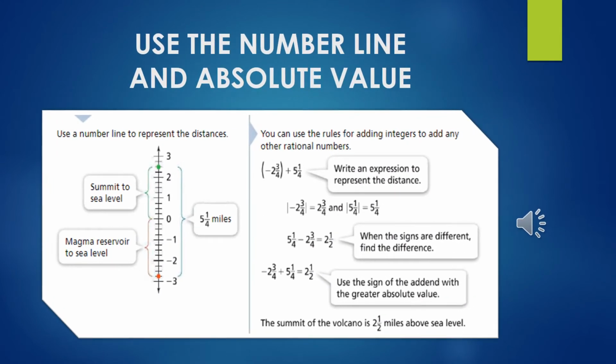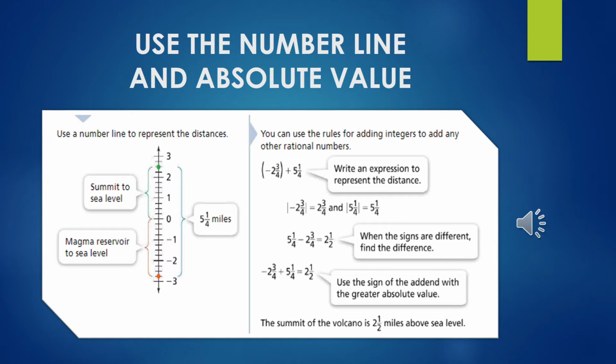In this part of the exercise, we need to use the number line and the absolute value. On the number line, you can see the distance from the summit of the volcano, the sea level, and the part below the sea level. But I need to find the distance from the summit until the sea level, and it's easier if I use the absolute value. If I use the absolute value of negative 2 3/4, this is going to be positive 2 3/4, because the absolute value is always positive. And if I use the absolute value of 5 and 1/4, this is going to be positive 5 and 1/4.